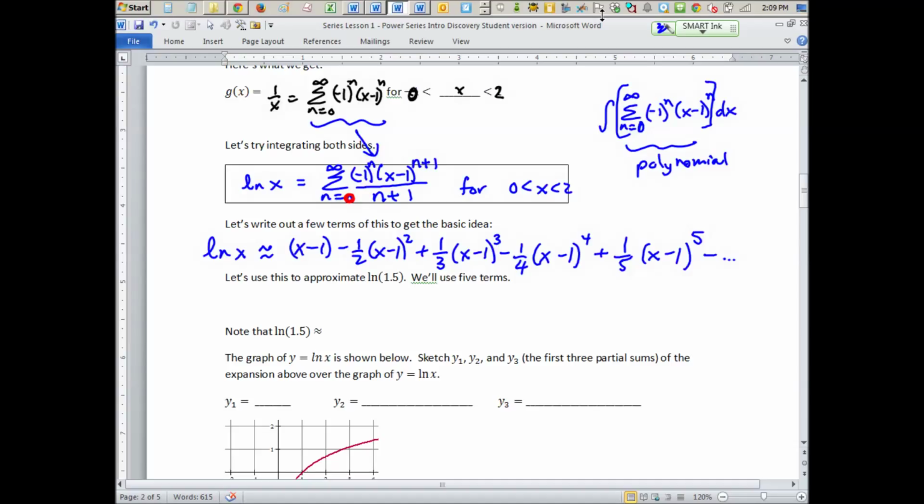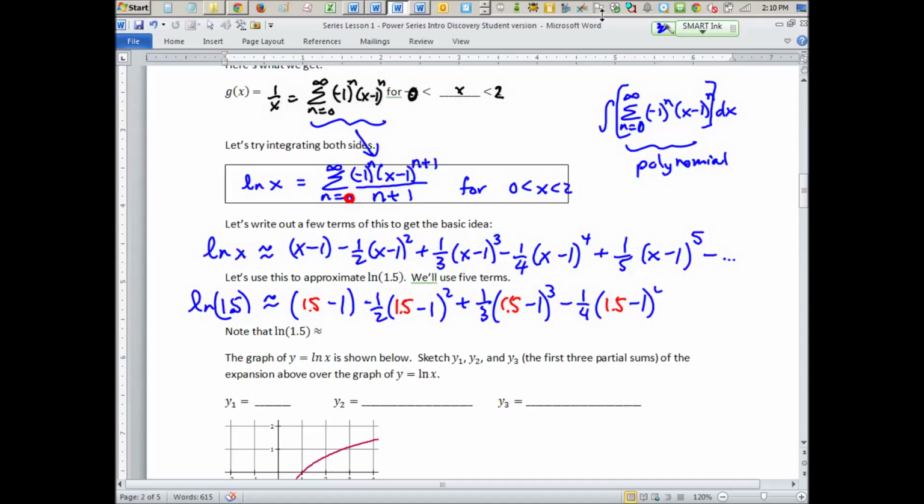Let's say you wanted to find ln of 1.5, but you didn't bring your graphing calculator to class or something. So you would just basically do 1.5 minus 1, minus 1/2 of (1.5 minus 1) squared, plus 1/3 of (1.5 minus 1) cubed. Then you go back to minus 1/4 of (1.5 minus 1) to the 4th, you see.